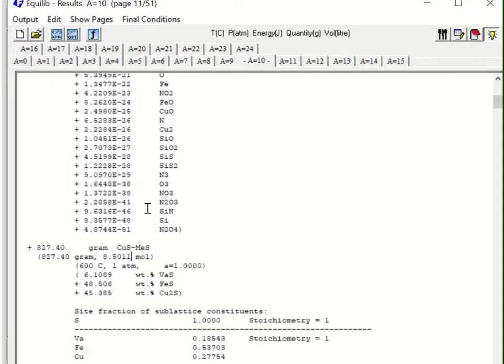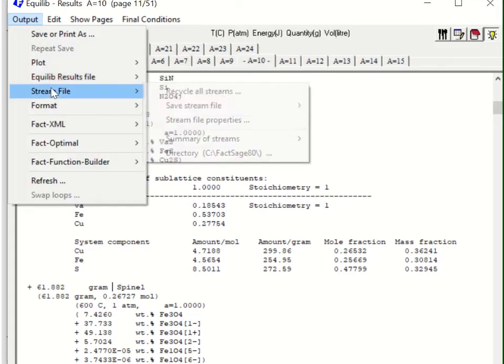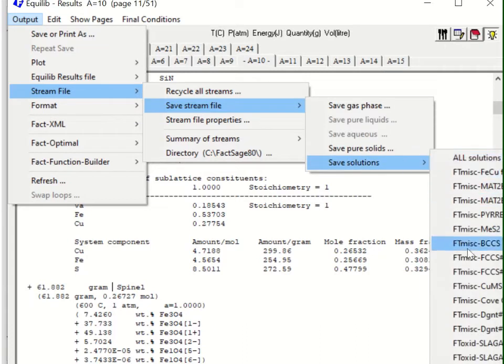So either you can save one by one all these as a stream file, or you have to write down each number, and that's actually the most stupid thing. But you can save each of these as output and then go Stream File, Save Stream File, and take them one by one this way. And I mean, you need at least 3 times. You have to make 3 stream files like this, and it takes time.